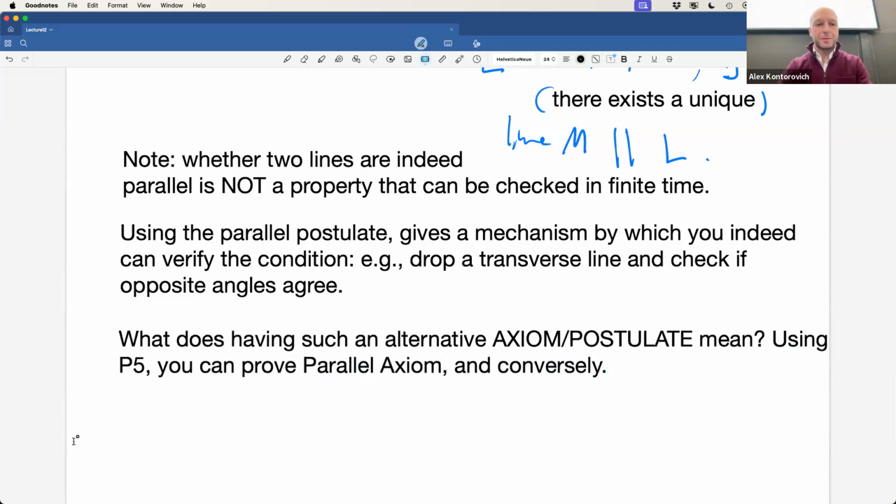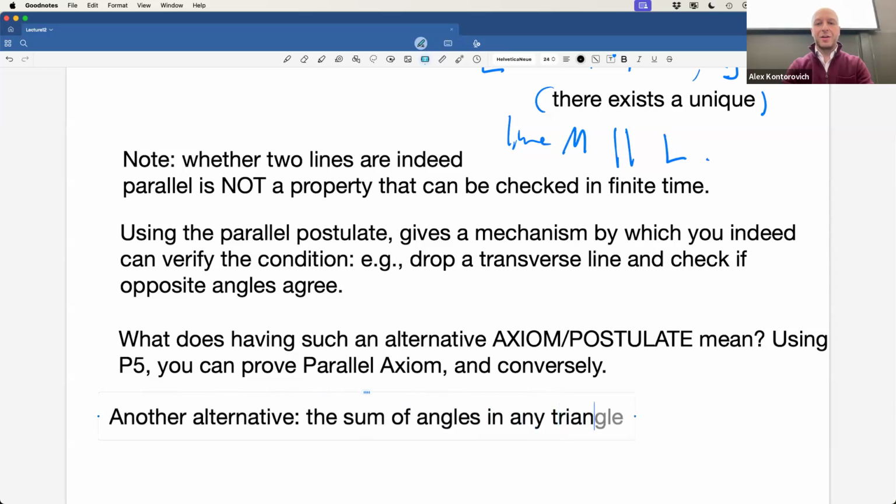Okay. Here's another alternative that again will prove all the other ones. The sum of the angles in a triangle is 180. The sum of angles in any triangle is 180. Okay, that's another statement that if you had that statement, you would be able to prove the parallel postulate and the statement of P5. And that is a theorem from either P5 or from the parallel postulate. So these are all alternative axioms that you can add. They all do the same thing.